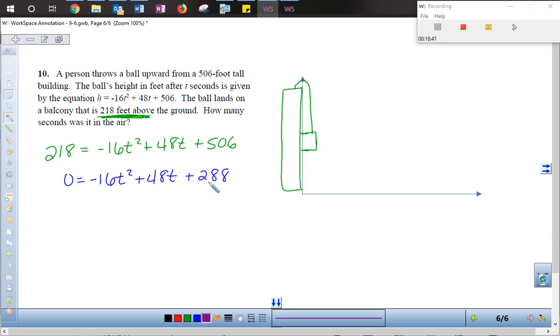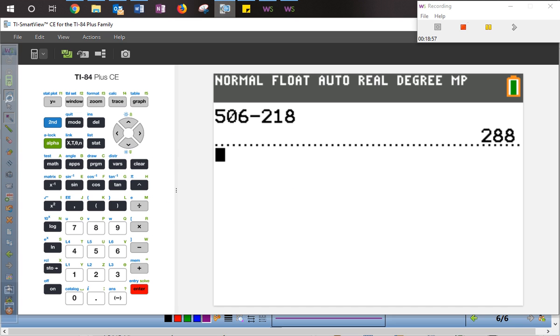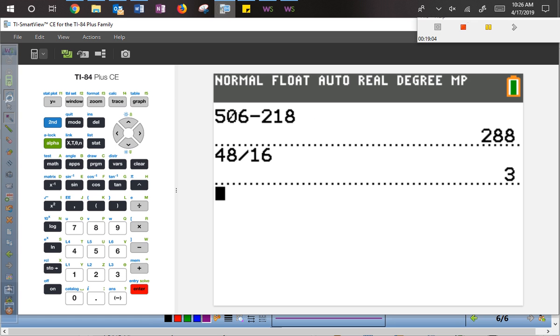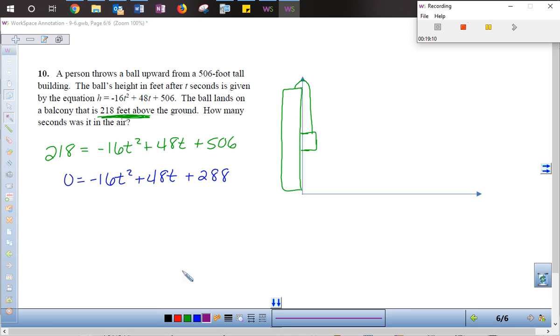Now, I need to factor. So I want to see if there's a GCF first. And to do that, I'm going to see if the smallest number can go into either of these. And if it can't, then we'll look at the factors. But if it can, that'll be some pretty easy work. So I'm going to start by seeing if 48 divided by 16 is a nice number. And it totally is. Then I'm going to see if 288 divided by 16 is a nice number. And it also is. So that means I have a greatest common factor here of 16.